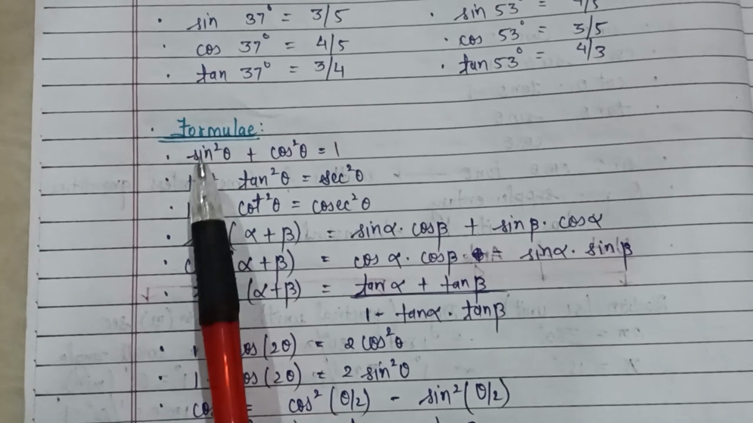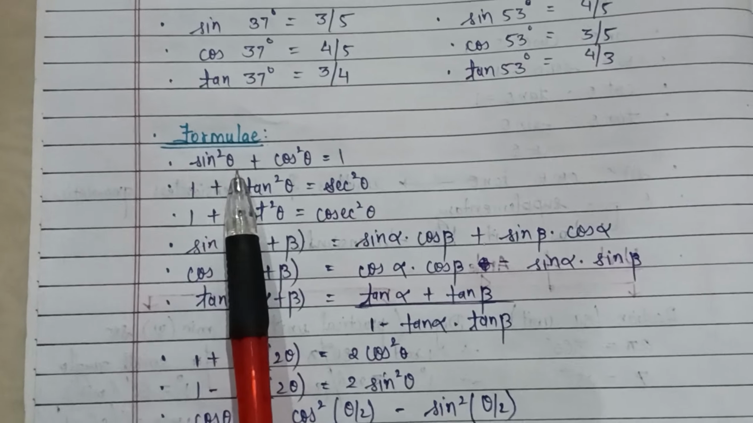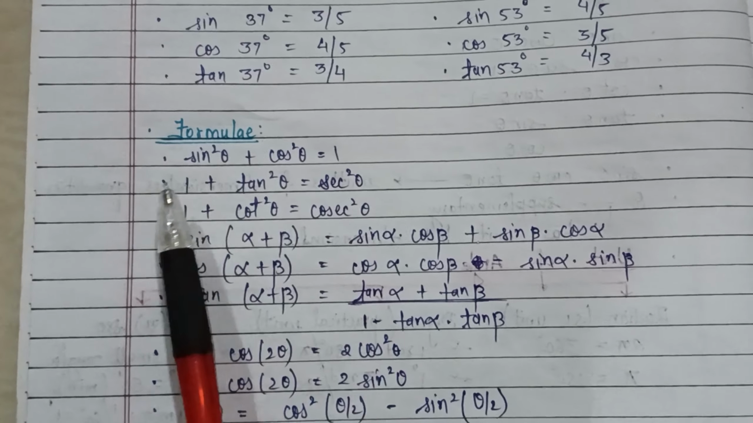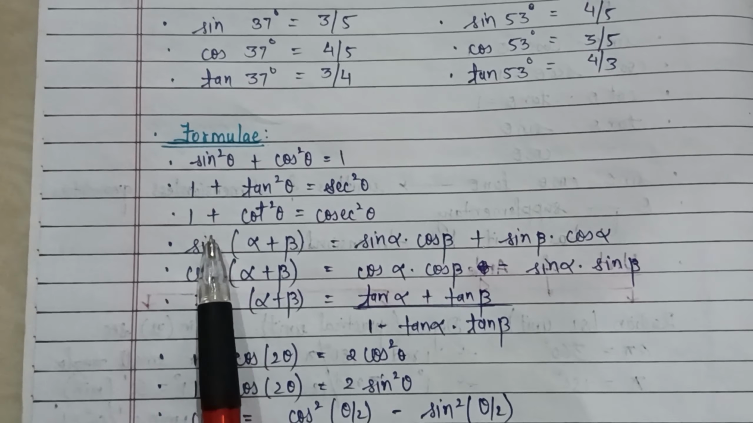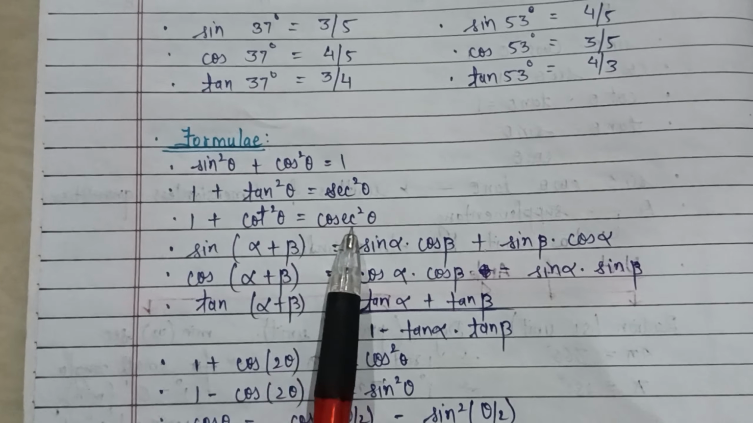Here are some formulas of trigonometry. Sin square theta plus cos square theta equals 1. 1 plus tan square theta is equal to sec square theta. 1 plus cot square theta is equal to cosec square theta.